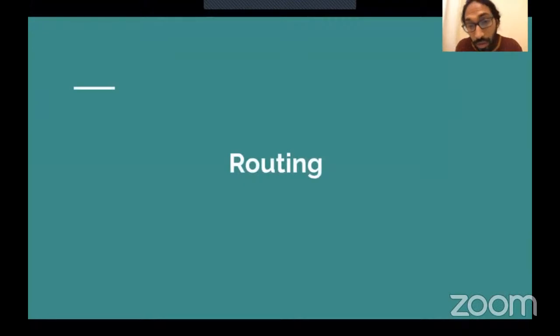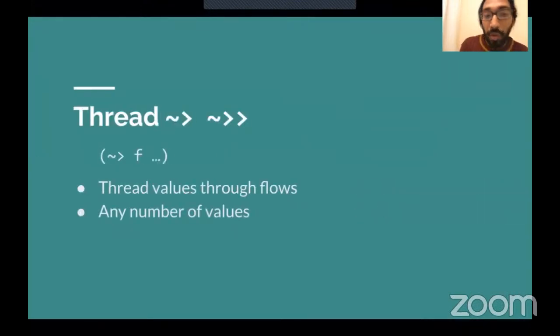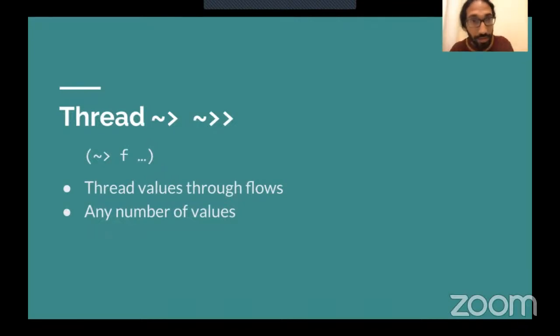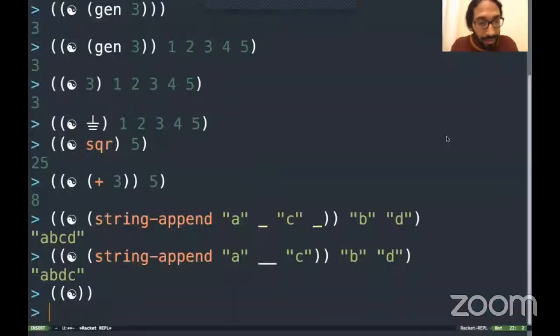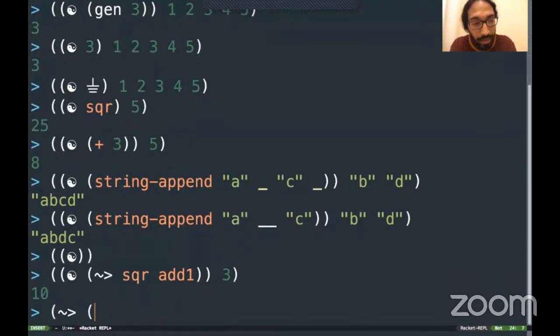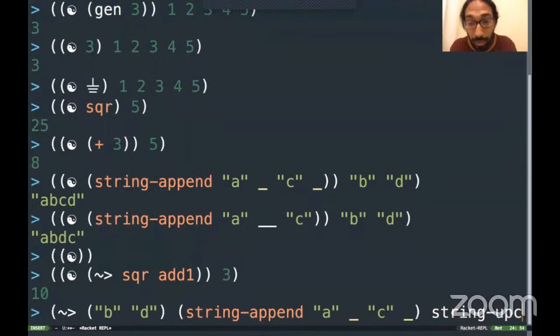Okay, so there's also routing forms. The threading form we briefly talked about. This just threads, it just composes flows in sequence, in series. And unlike the usual threading macro, it can thread any number of values and not just one. Let's look at that. Thread through square and add one. 3 squared plus 1 is 10. This threads two values through the string append function.